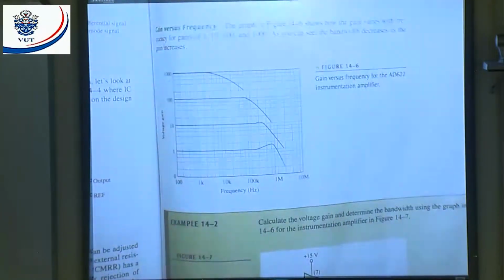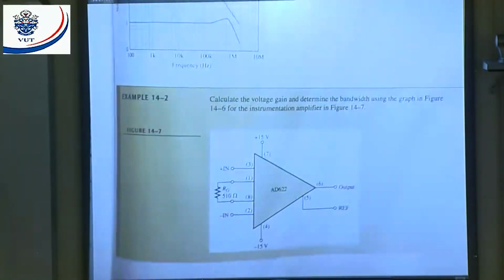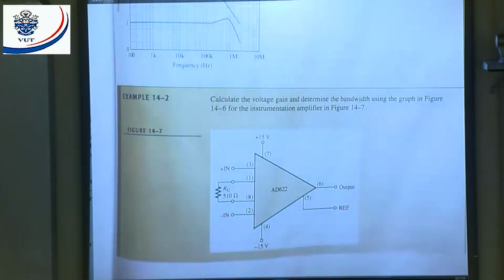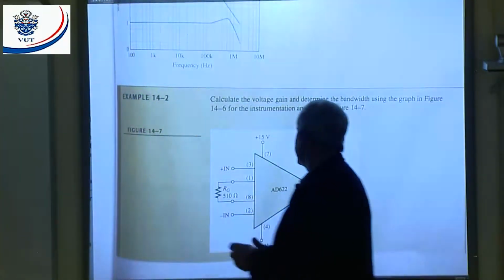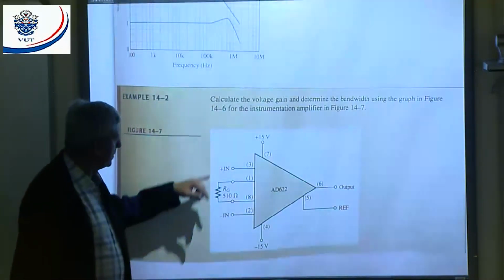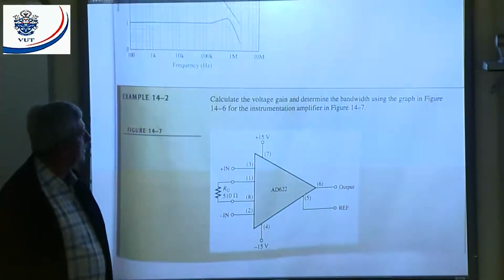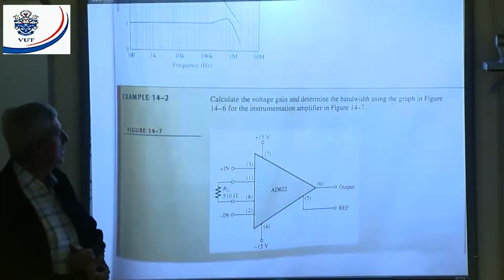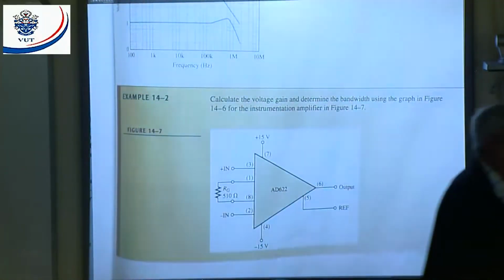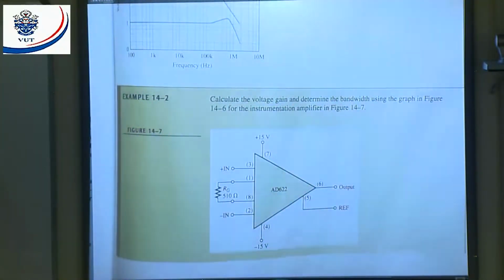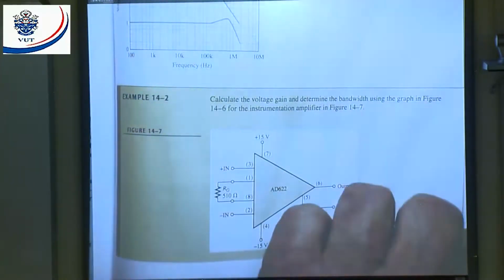Let's have a look at this example. Example 14.2, they say, calculate the voltage gain and determine the bandwidth using the graph in figure 14.6 for the instrumentation amplifier in figure 14.7. They give us the supply plus 15, minus 15 volts. My inputs, I got a gain setting resistor there of 510 ohms, and they want us to calculate the voltage gain. That means we're going to use that formula, and we're going to use 50.5 because that's AD622.